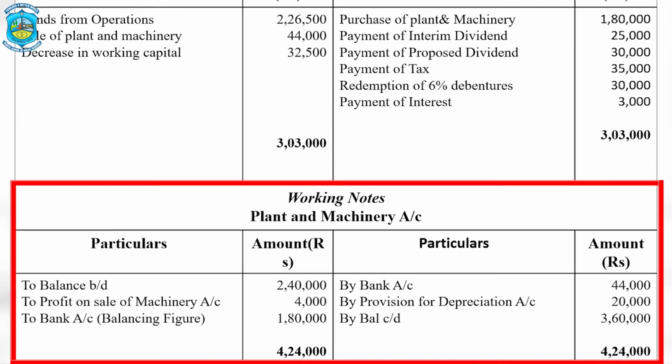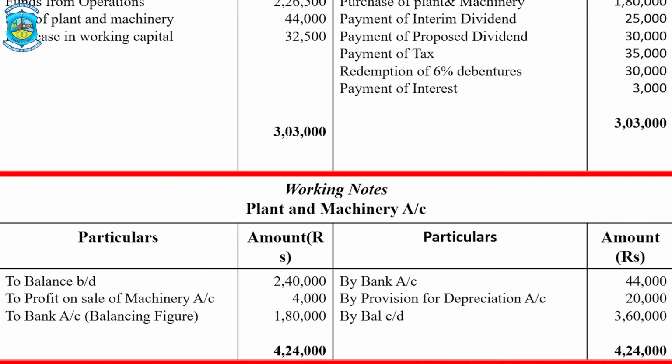All of you know plant and machinery is one of our fixed assets. So all fixed assets always have debit balances. We will start from the opening balance, balance brought down, which amounts to rupees 2,40,000. It means at the beginning of the year the value of plant and machinery was rupees 2,40,000, and at the end it is 3,60,000. These two figures have already been provided as additional information in the question.